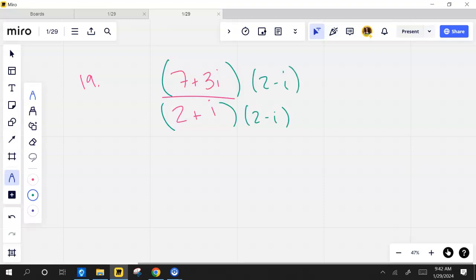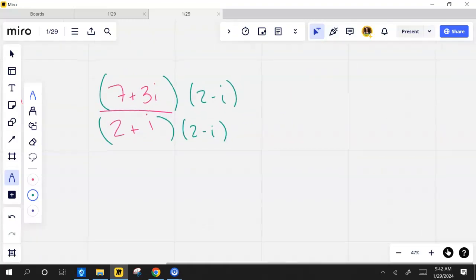Top and bottom. And I got myself in a double FOIL situation where I'm going to FOIL up top and I'm going to FOIL in the bottom. So up top, 14 minus 7i plus 6i minus 3i squared. I generally go through and multiply out the whole top and then multiply out the whole bottom, and then I'll come back and simplify after I do that.